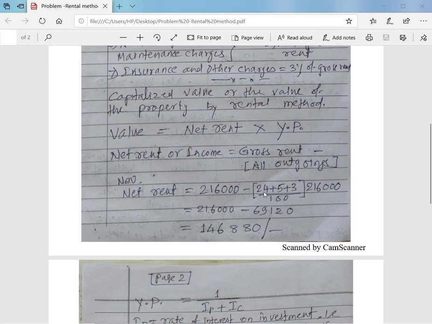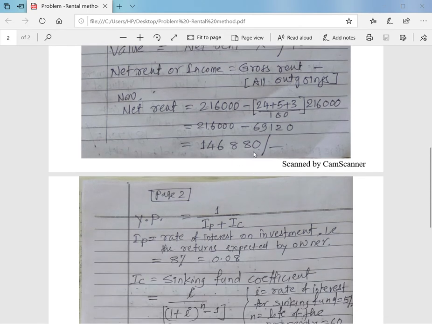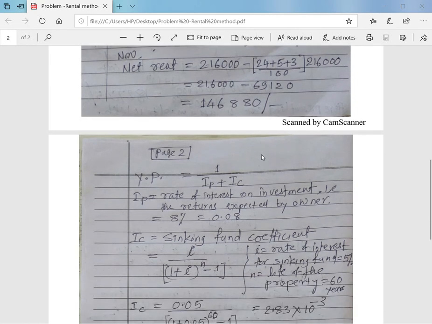So all these expenses are written here. 69,120 is the expense we have to meet in the form of outgoings so that the property is maintained in good and sound condition. So deducting all outgoings from the gross rent, we obtain the net rent received from the property. That means 1,46,880 is the net rent received from the property.